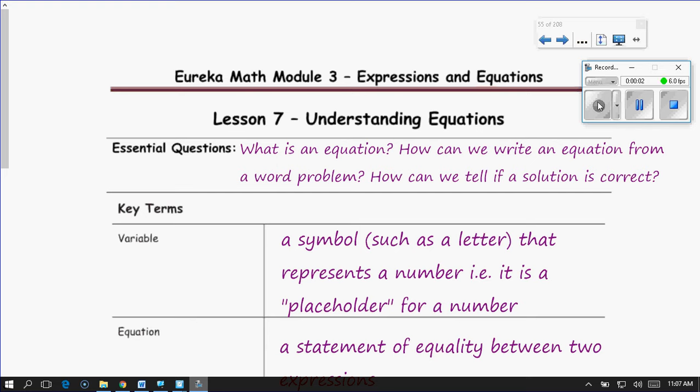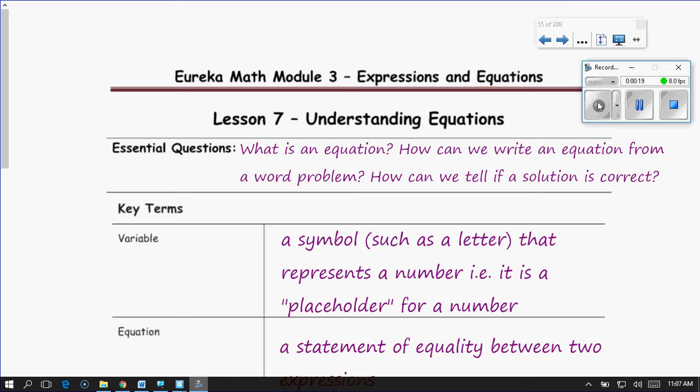Hey everyone, this is lesson 7, understanding equations. So we've been saying the word expression a lot, and now we're going to be talking about the word equation. So for essential questions, we've got a few. What is an equation? How can we write an equation from a word problem? And how can we tell if a solution is correct?